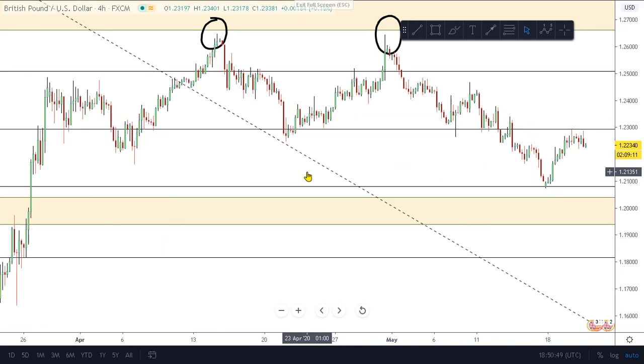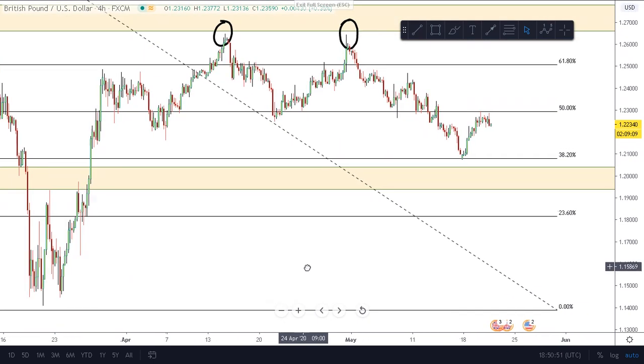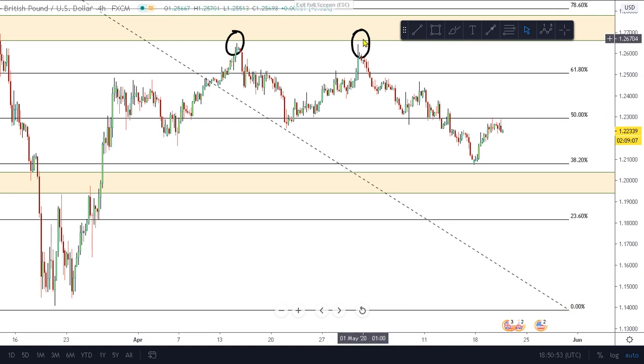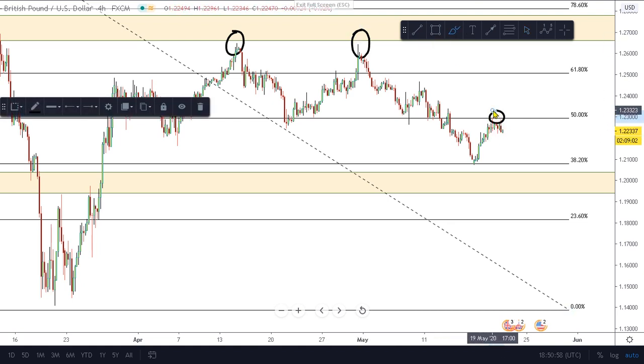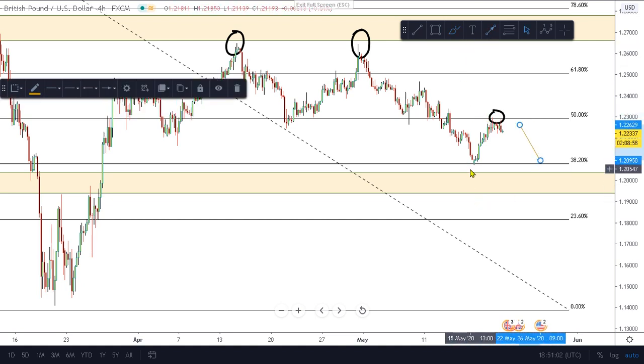And again, it is at the 38 percentage. Maybe you can expect a shorter trade to go this way because it's at the 38 and the 50 percentage of the retracement level.